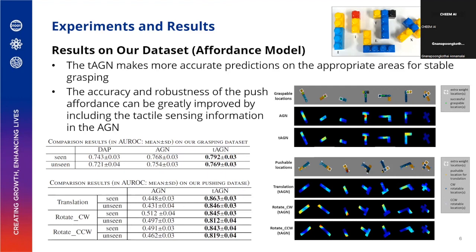And if we look at the results on pushing, the AGN here means we don't use the tactile sensor, and the TAGN here uses tactile information. This is a very interesting result. You can see that once we have the tactile information, our model can make very good predictions of the correct position. It is about 30% better than the result without the tactile information. Here are the outputs of the affordance map for the pushing task.